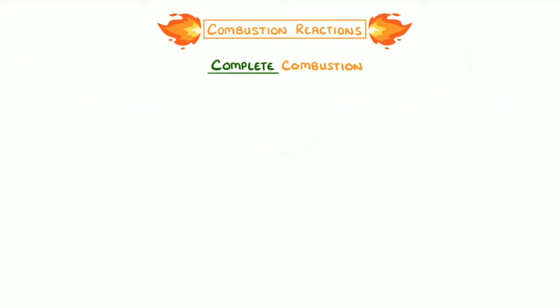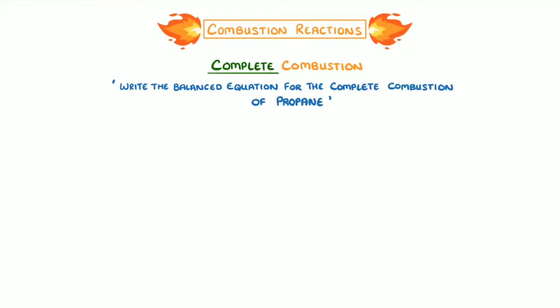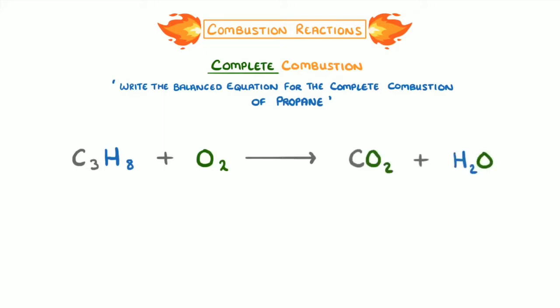Now, when it comes to exams, you need to be able to write out the equations and balance them. For example, you could be asked to write the balanced equation for the complete combustion of propane. We saw earlier that propane is C3H8, so we'll react this with O2 to form CO2 and H2O. Then all we need to do is balance it.